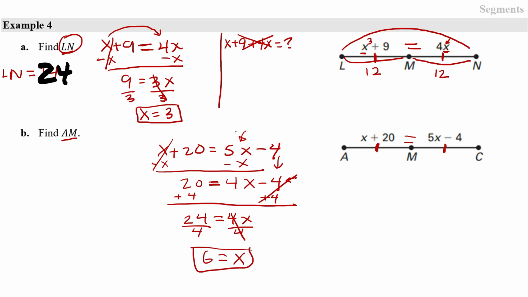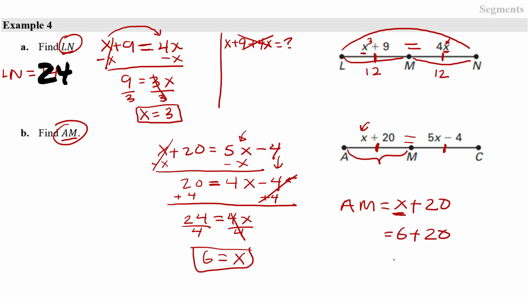Okay, and then once again, how can I find the distance from A to M? So here's AM. And all I have to do is plug in 6 right there. Okay? So AM, you know, is x plus 20. But because we said x was 6, I can plug in 6 there. 6 plus 20 is going to give us an answer of 26. So that's the final answer. The distance from A to M is 26.